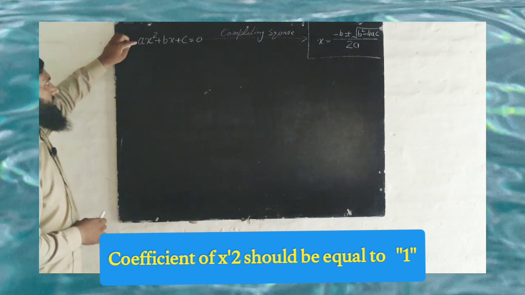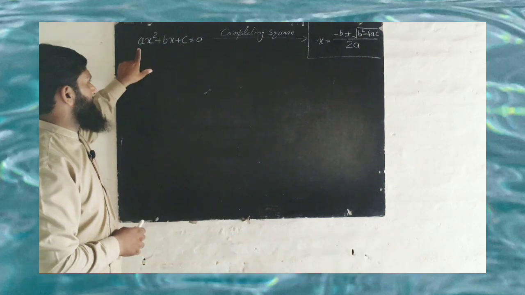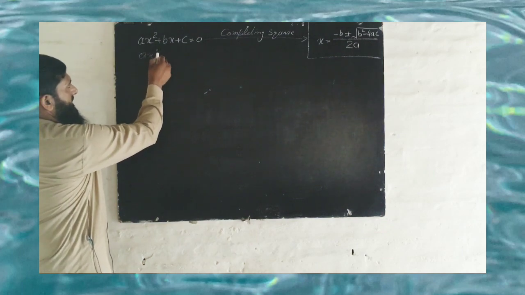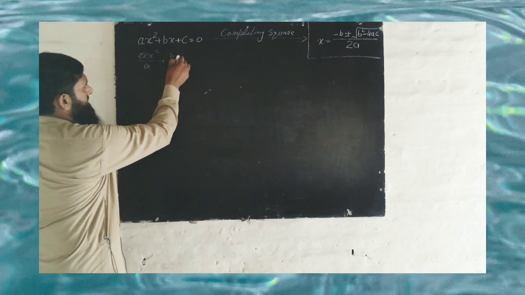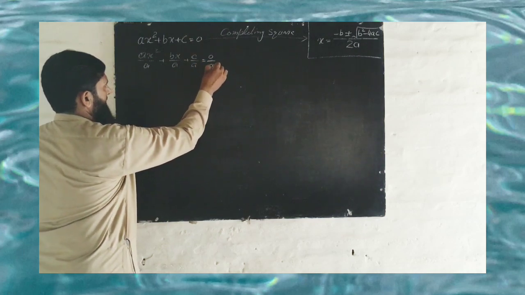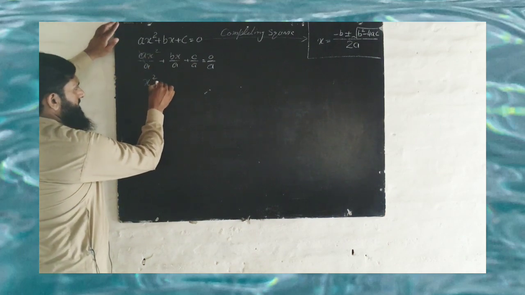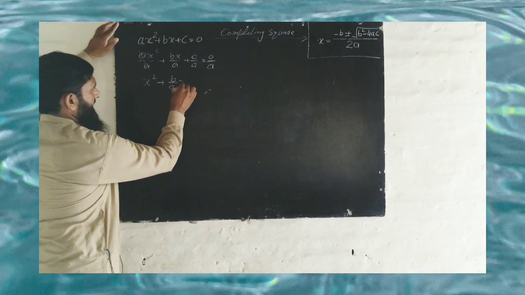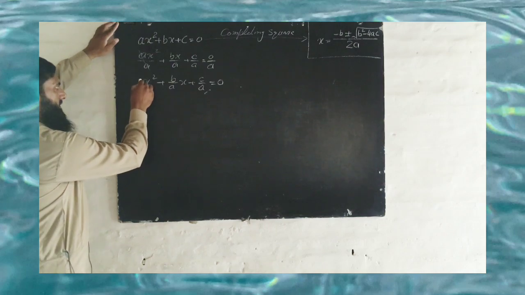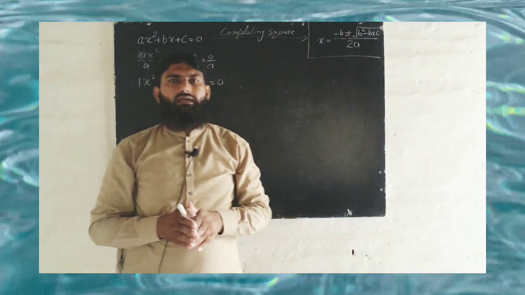If it is not 1, we have to divide the whole equation by this coefficient. So I would like to divide ax square over a plus bx over a plus c over a is equal to 0 over a. A is cancelled with a: x square plus b over a x plus c over a is equal to 0. And now the coefficient of x square is 1.